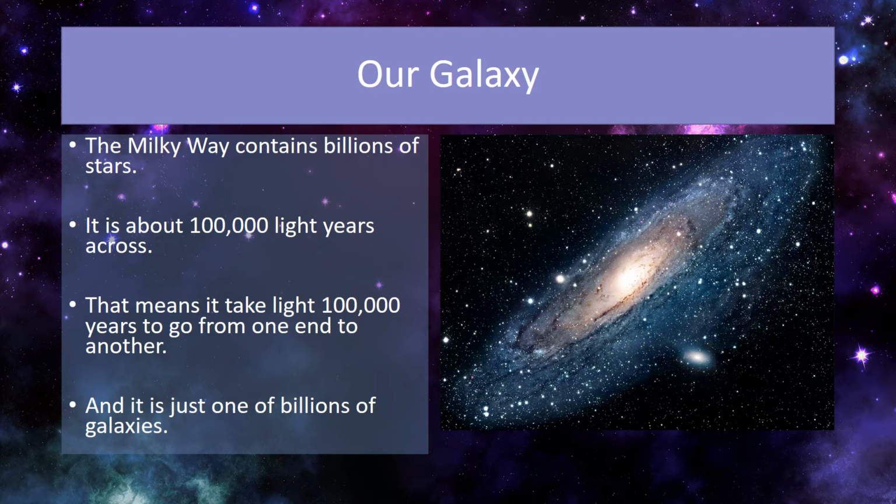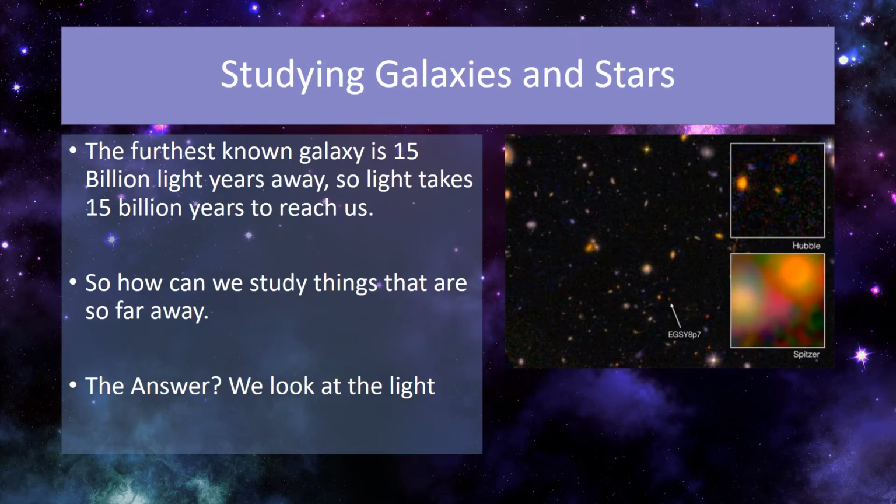Billions of galaxies, obviously, in our universe. It's sort of the shape of this beautiful diagram. So yeah, huge, and lots of galaxies and super galaxy clusters in our universe. Now, we study them using telescopes and photographs, and the furthest known galaxy is 15 billion light years away, so it takes 15 billion years for the light to reach us. So when we're looking at it, we are looking at it 15 billion years ago.